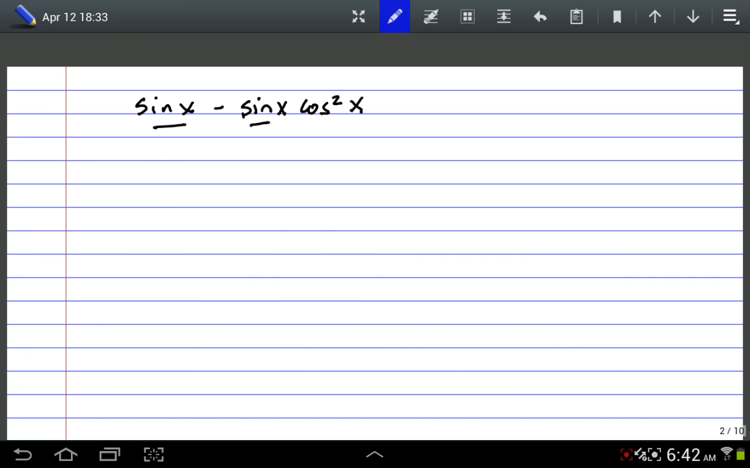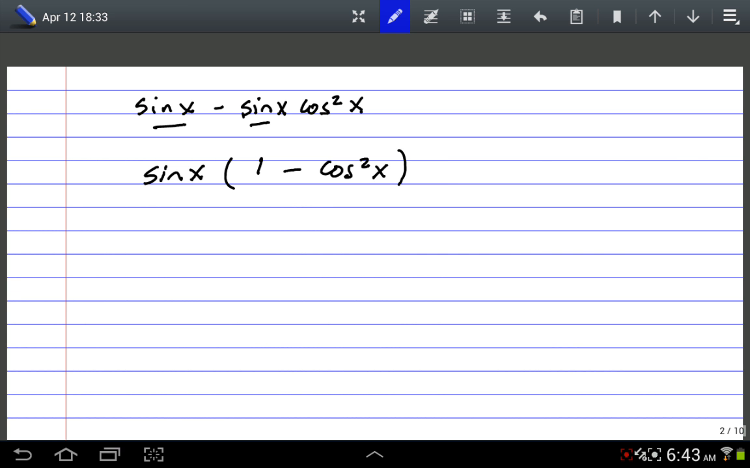Sine x minus sine x times cosine squared x. So what can we do there? Right, factor out a sine x. Okay, so let's see where this will hit us. All right, so sine x times, so we're factoring out a common factor, 1 minus cosine squared x. Okay, now, after we do that, let's see what we can spot there. I see a 1 and I see a square, so I should think Pythagorean identity.